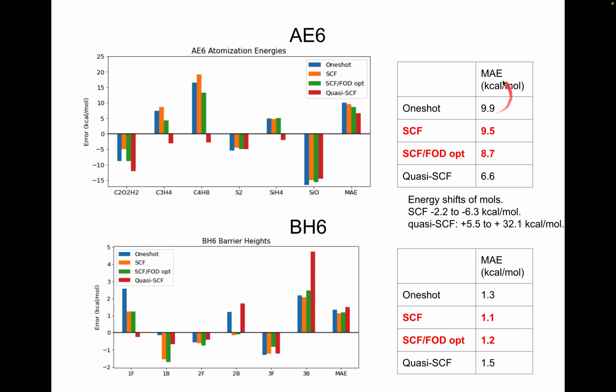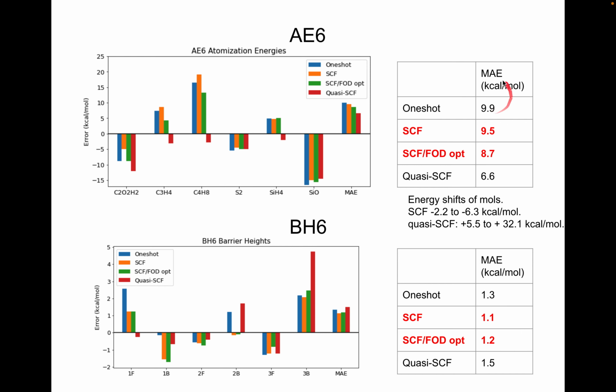So the plus 32.1 energy shift is coming from the C4H8. And you see a smaller energy shift for the smaller system. So we think that this difference of the energy shift depending on the system size is contributing to the decrease of the mean absolute error for the quasi-SCF.